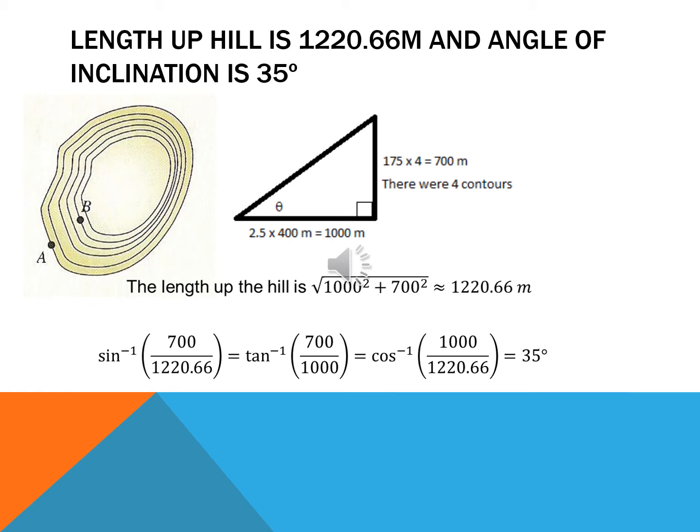Now, the angle you could get by using any of our trig functions. Inverse tangent is probably the most obvious because we have opposite side over adjacent side initially. So if I take inverse tangent of 700 over 1,000, I get 35 degrees. But I could also use sine or cosine. If I use sine, then I would do inverse sine of the opposite side of 700 over the length of the hypotenuse, which is 1,220.66. If I use inverse cosine, then I'm going to use the adjacent side of 1,000 divided by 1,220.66. Inverse sine and inverse cosine of those ratios also give 35 degrees.